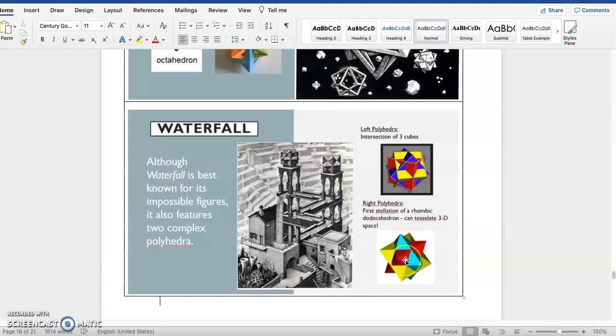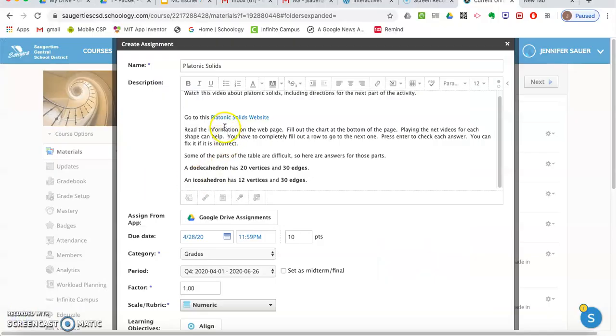And if you built this together, it could tessellate 3D space, which means that if you had a room and you put these in it, you could fit them all together and there would be no space for air left. Kind of like what we do on a 2D figure when you did your tessellations last week. Since you're in the assignment, this would be the point where you click on this Platonic Solids website. Notice there are parts of this that are very difficult, and I put the answers here for them. So this information about the dodecahedron and the icosahedron, you can actually just type right in when you get there.